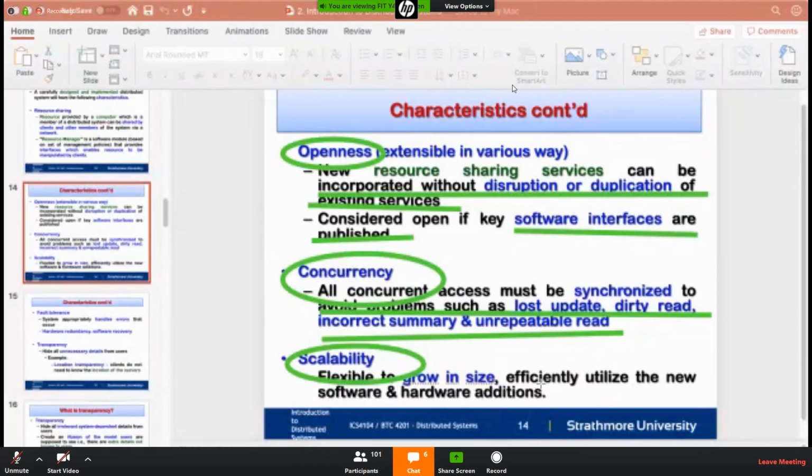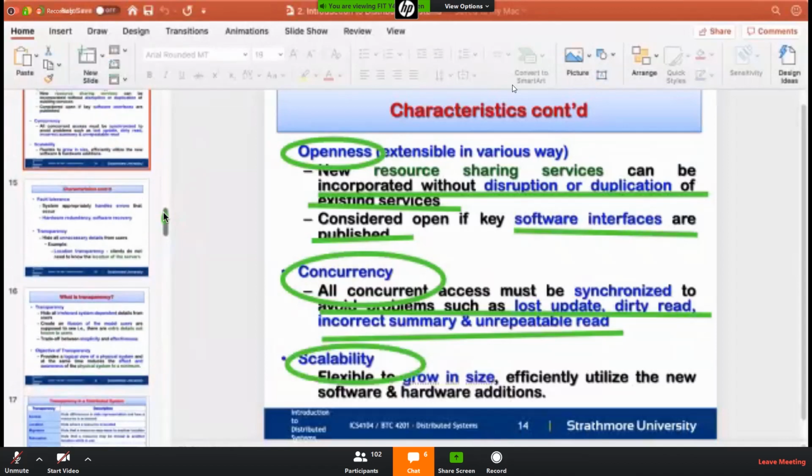So scalability, the easiest way to understand this is the geographical growth, okay? So it was in Nairobi alone, then we moved to Mombasa, we still add, we have not removed the ones that were in Nairobi, but we still can be able to add new components.